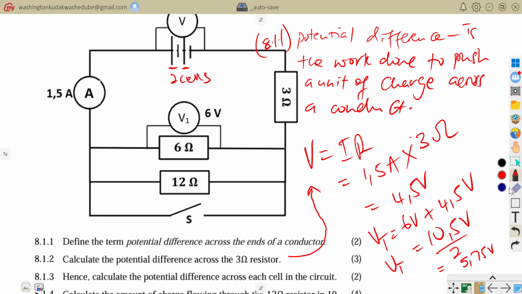I'm just seeing that this is not the right calculation. If I say 2 into 5, I'll get 0.25. So this one is supposed to be 5.25 volts.